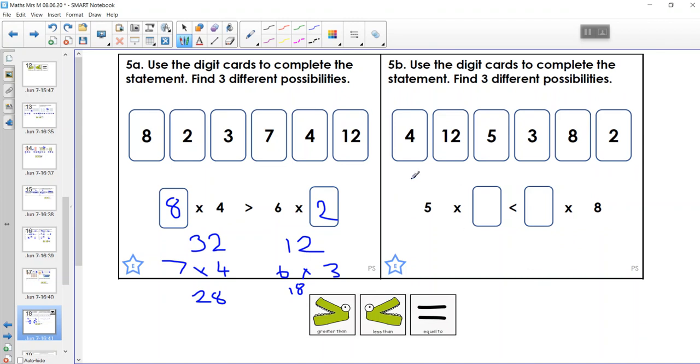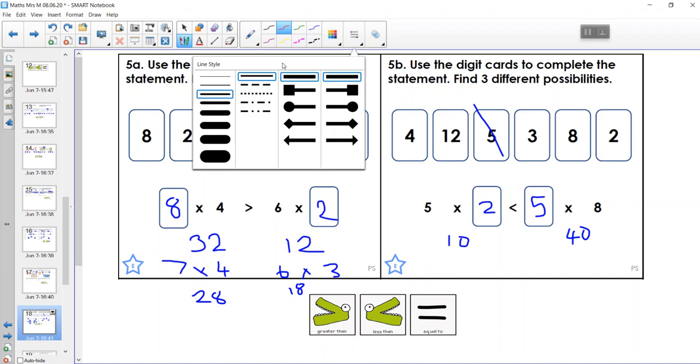Okay, so this side has got to be less than this side. So if I put a 5 in there, that would give me 40. So I've got to pick a number from here when I multiply it by 5 will give me less than 40. So I could pop 2 in there and that would give me 10. 10 is less than 40.